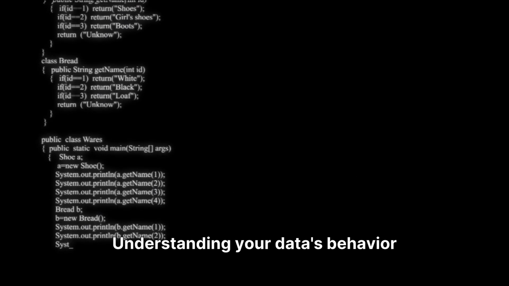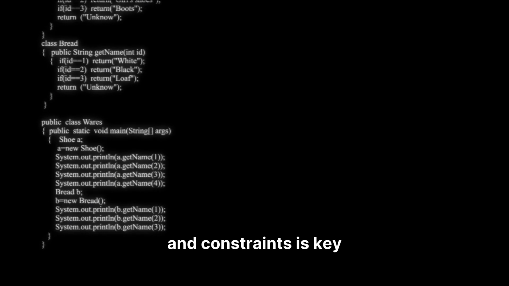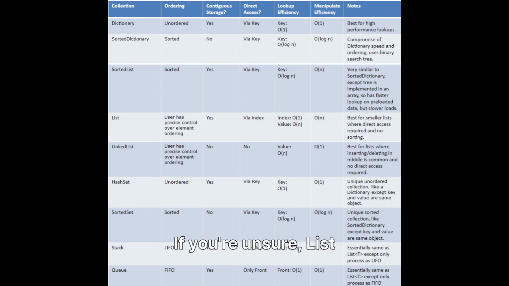For best practices, always consider the specific requirements of your application before making a choice. Understanding your data's behavior and constraints is key to optimal selection. If you're unsure, List<T> is generally a safer and more flexible default choice for beginners. It minimizes common pitfalls associated with fixed-size collections, offering more forgiveness.